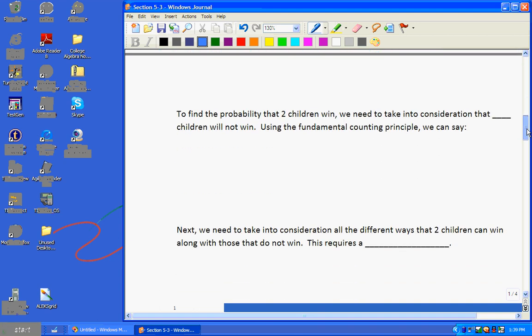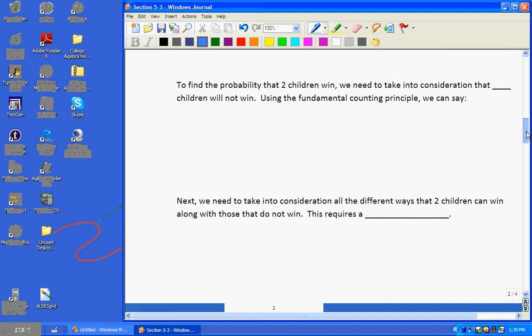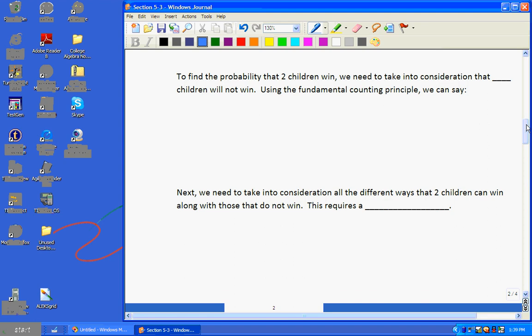Well, let's set out to try to find the probability that 2 children will win. First, we need to take into consideration that now we know the probability that someone wins is 20% because of the 20% blue area on the dartboard. But we also want to take into consideration that if 2 kids win, 8 kids will not.